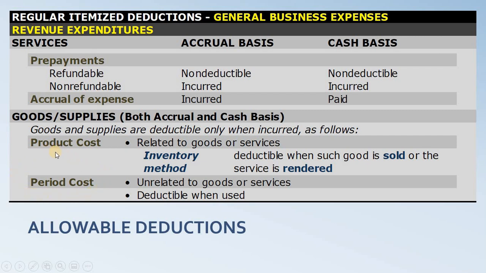For product costs, we are using the inventory method. So it is considered as incurred when the inventory is sold or the services are rendered. And for period cost, it is considered as incurred when it is used in the business. An example of this would be supplies. On supplies, the expense can be deductible only when the supplies are actually used.